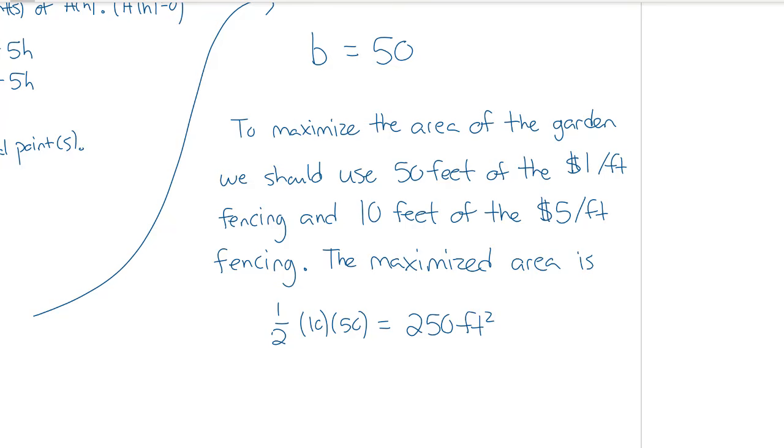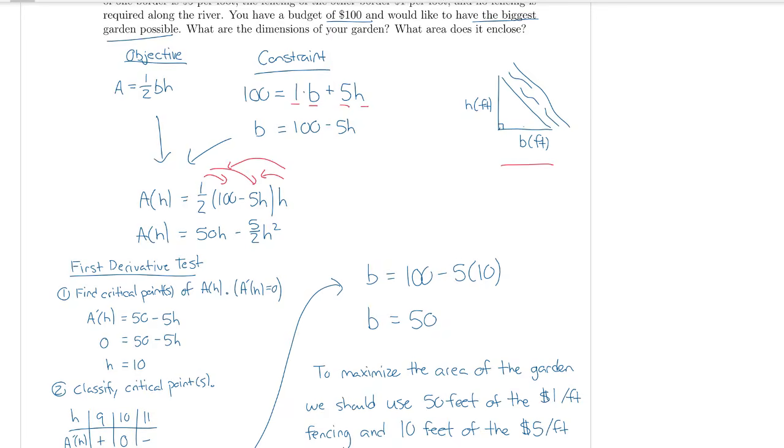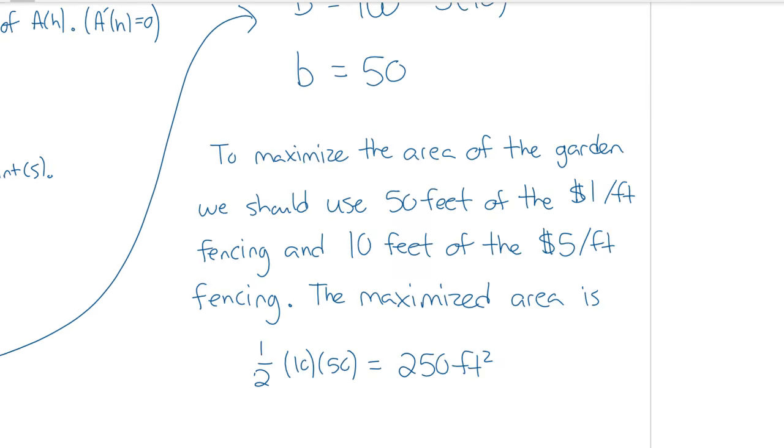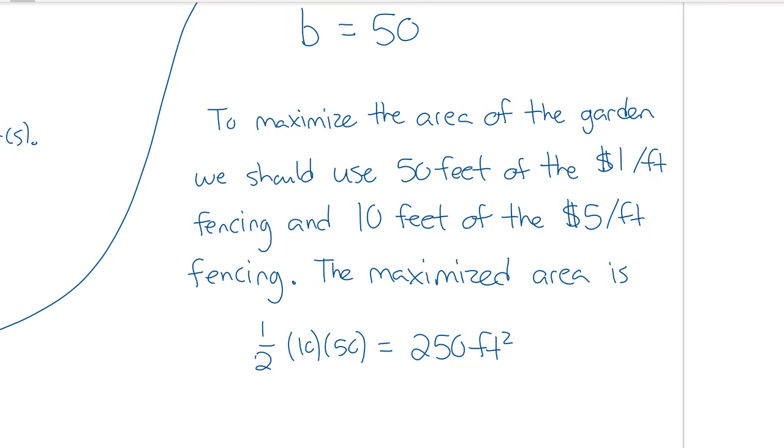And then the last question was what is the size of the enclosure? What area does it enclose? So just a quick sentence there, and we just plugged in our base and our height into our area equation and found 250 square feet for our final maximized area.